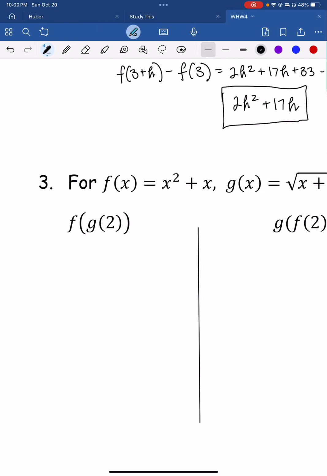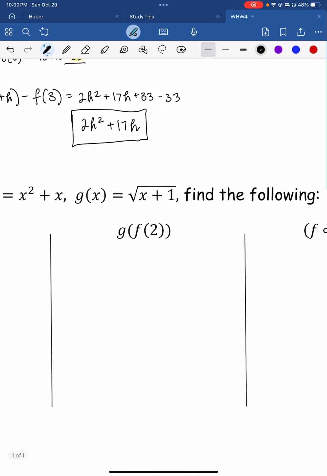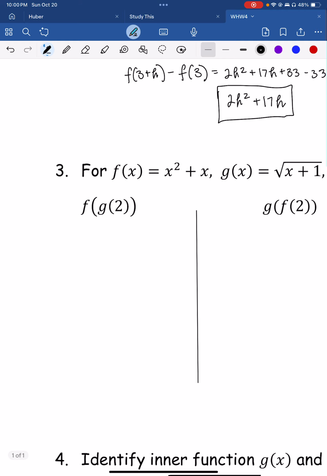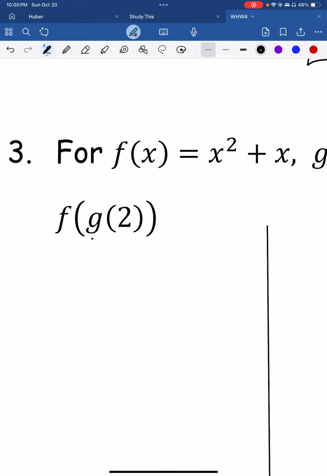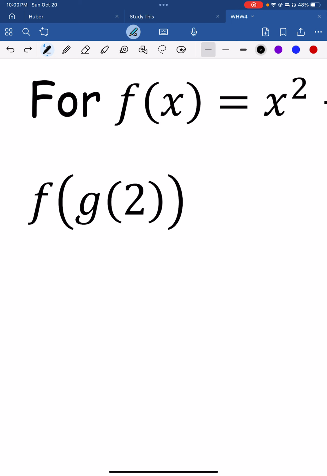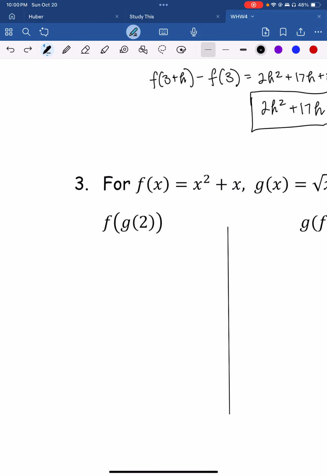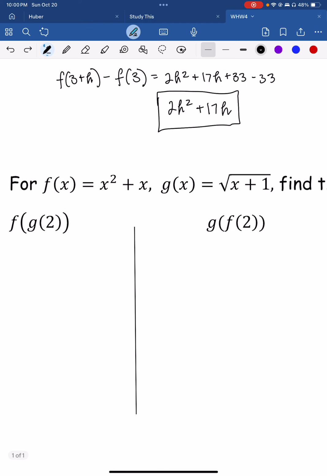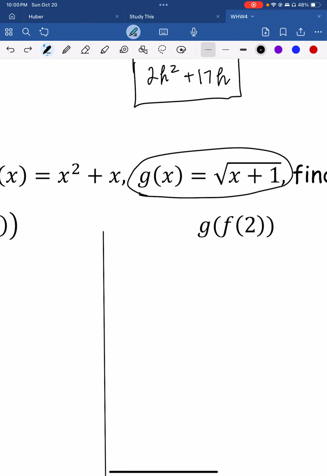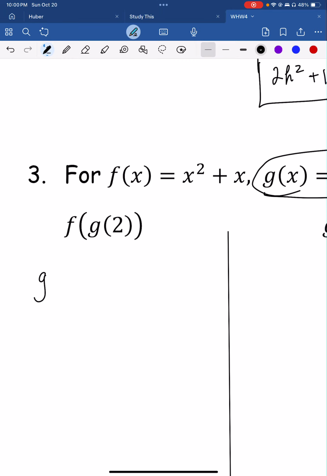So basically, it's asking us to find the following, or evaluate the following. For this one, it looks confusing because there's a g of 2 inside, but it's still the same. This could very much be f of x. It could be f of 2, but in this case, it's just g of 2. So in this case, what it's telling me to do is I have x squared plus x for f of x, and instead of x, I need to evaluate g of x when x equals 2.